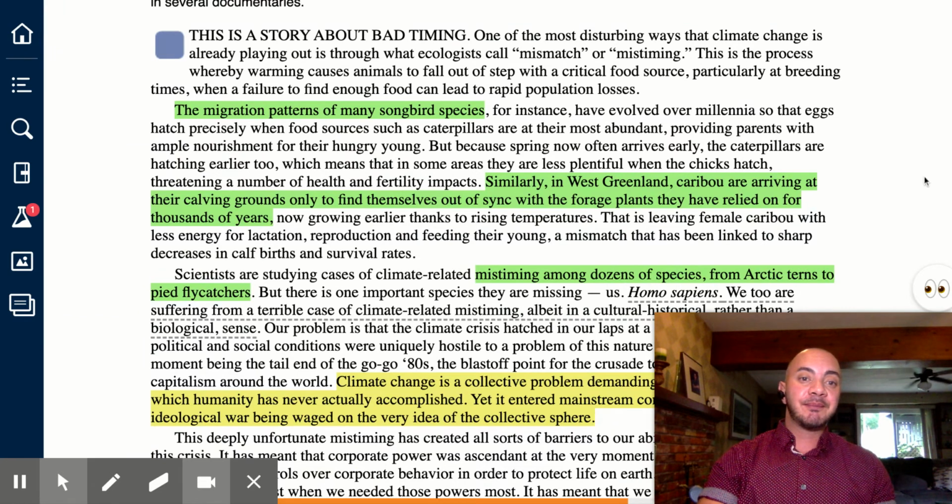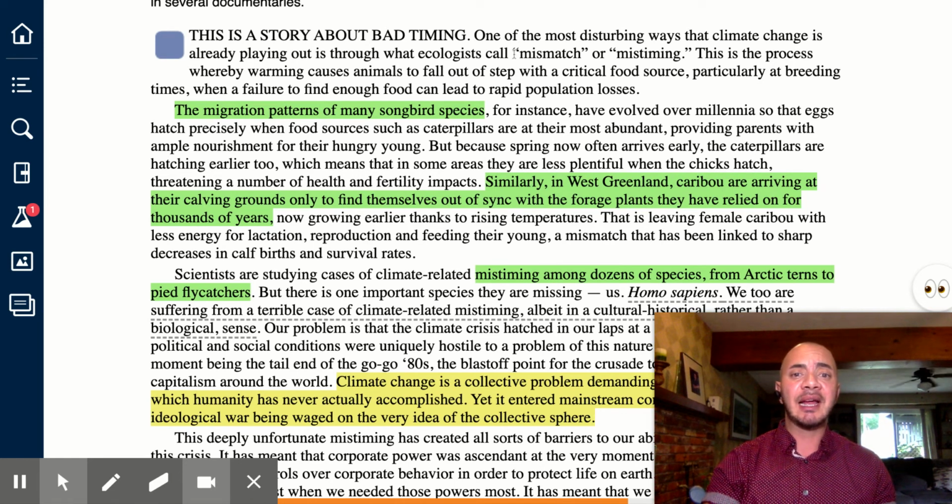Here's how it begins. "This is a story about bad timing. One of the most disturbing ways that climate change is already playing out is through what ecologists call mismatch or mistiming. This is the process whereby warming causes animals to fall out of step with critical food sources, particularly at breeding times, when a failure to find enough food can lead to rapid population losses." I'm going to pause right there.